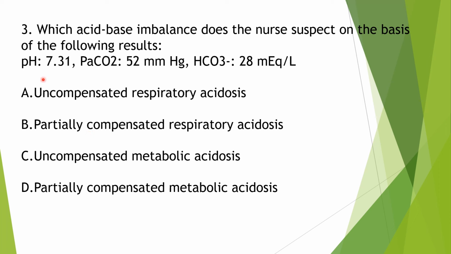But here let's check. The pH is 7.31. pH is less. That means acidosis. Then PaCO2 also, here it is more related to acidosis. More than 45 means acidosis. Bicarbonate also is disturbed. Here this is more related to alkalosis. Bicarbonate is greater than 26 milliequivalents per liter. Here alkalosis. That means both bicarbonate and carbon dioxide are disturbed.